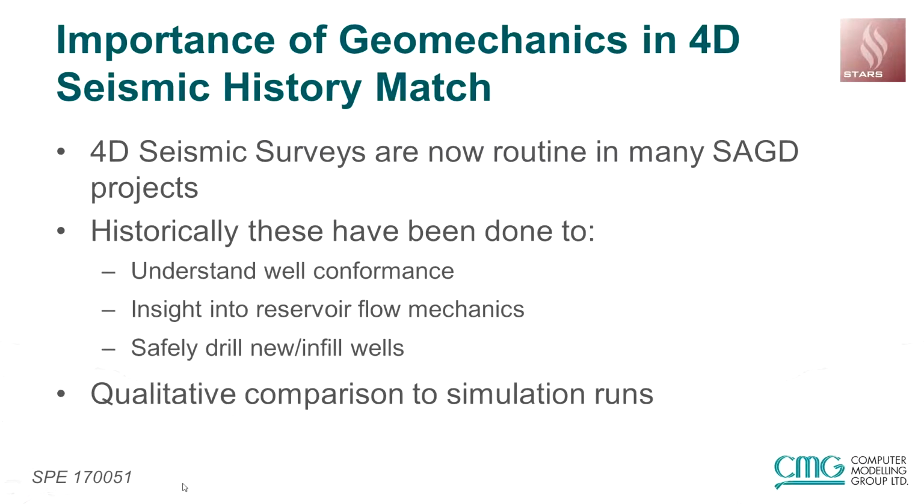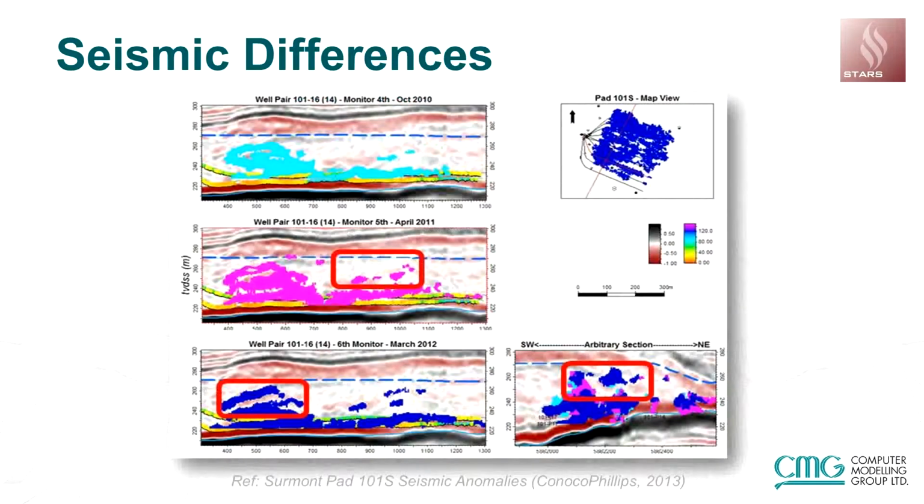4D seismic surveys are just 3D seismic in time. These are used nowadays quite routinely in SAGD projects to understand the well conformance better, to get some insights into reservoir flow mechanics, and to safely drill new infill wells. You can also get some qualitative comparison of 4D seismic with simulation runs. The main idea is to understand where the steam chamber is by running these 4D seismic differences.